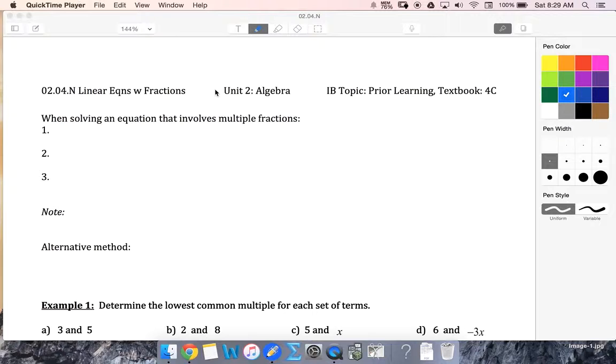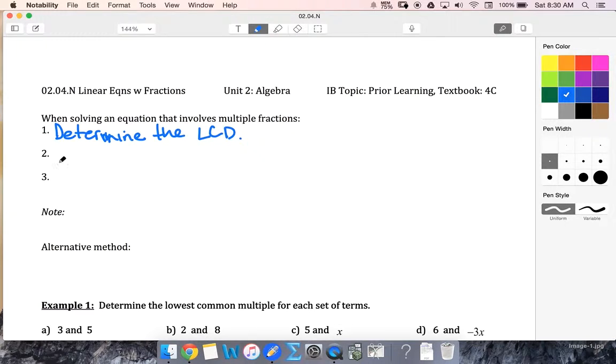So the way that I think is the easiest, anytime you see fractions, is to get rid of them. And the way that we get rid of them is by multiplying by the least common denominator. So the first thing that we need to do is to determine the least common denominator. The LCD. So the least common denominator is really the least common multiple for all the denominators. So that's what we're looking at.